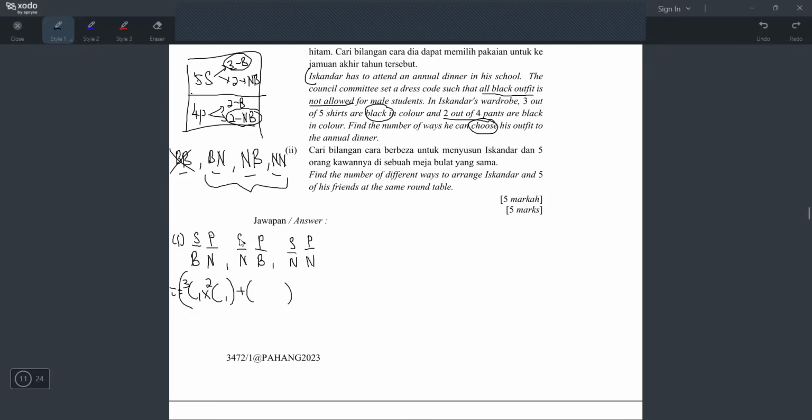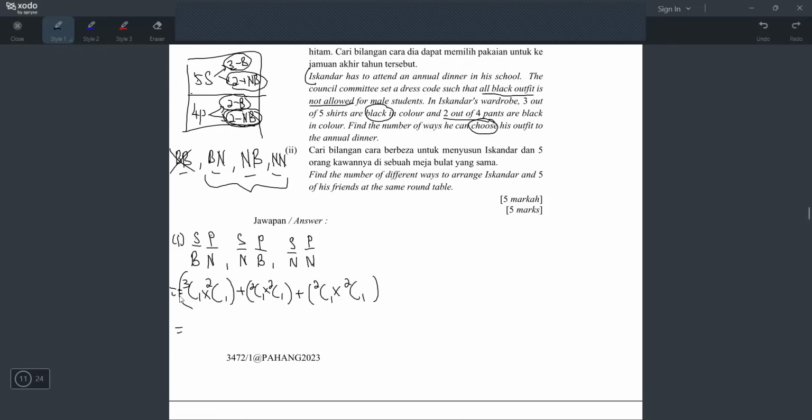So now the second option is shirt not black. Shirt not black means what? There's 2 non-black shirts, so you are choosing 1 to wear, and then pants black. Okay, pants black. There is 2 total, but you are choosing only 1 to wear, and then times them together. And finally, the last one is shirt not black, pants also not black. Non-black shirt got 2 only, so you choose 1 non-black shirt to wear. And then pants not black is 2, right? Choose 1 non-black pants to wear.